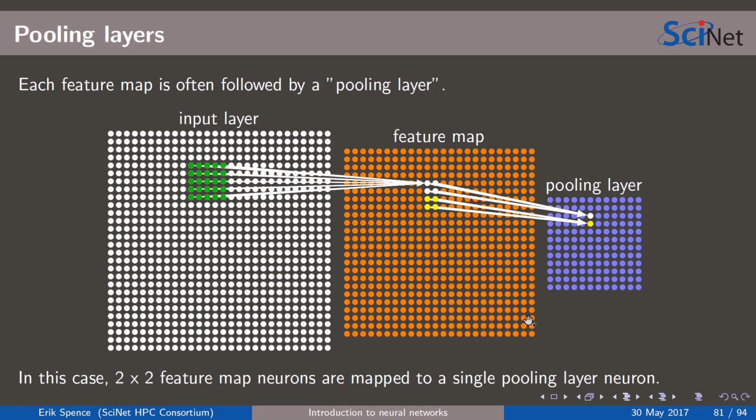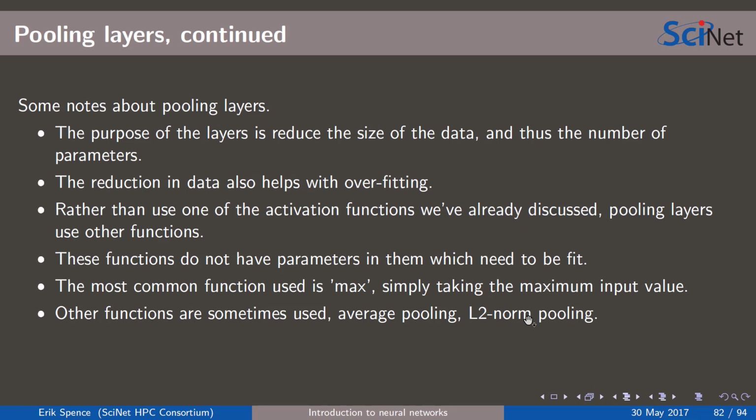You with me? There's no randomization. It's a function. The most common one you will see is called max pooling, which means take those 4 and just grab the max, whatever one's biggest. The purpose, again, is to reduce the size of the data so that in layers that come after this, it'll become easier to fit them. The reduction in the data also helps with overfitting.